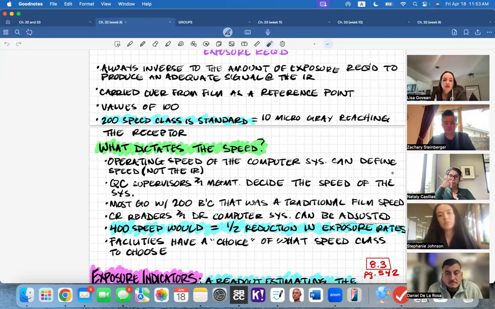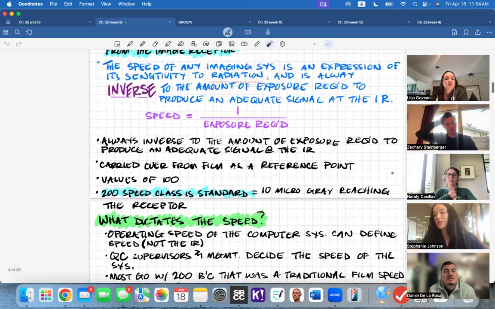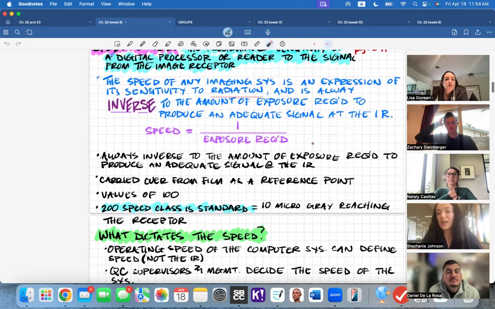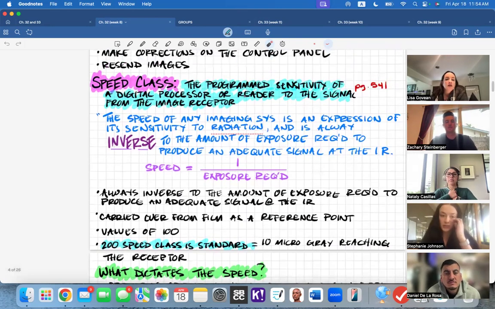Does that answer your question, Stephanie? Yes and no, because it helps understand the speed class, but is that generally all there is to it? Because I know in his announcement he did specify what is speed class, what does it do? Is it just basically what everyone said? Like there's nothing else to it. It's just the radiation sensitivity.